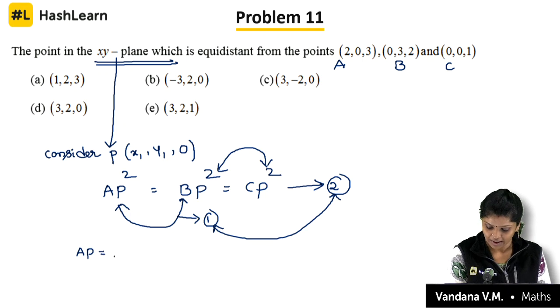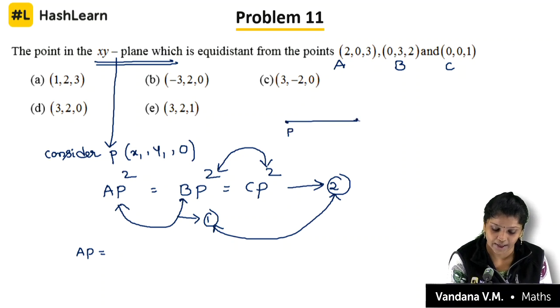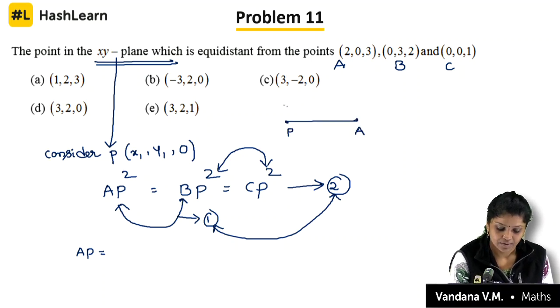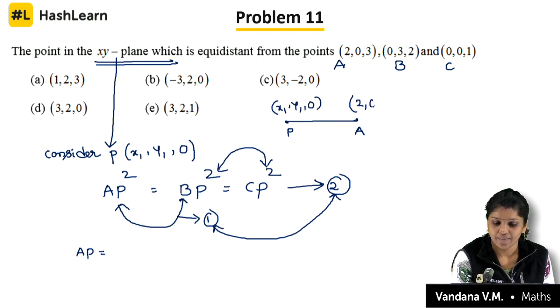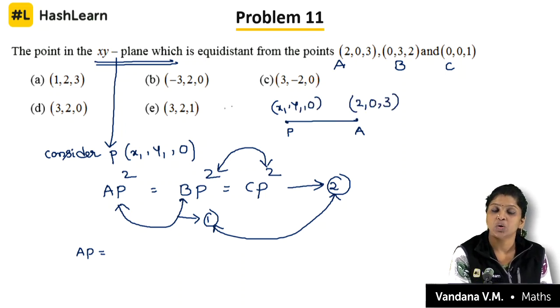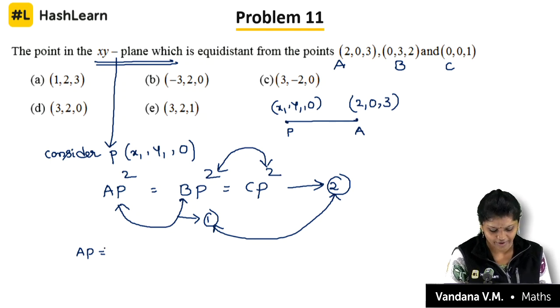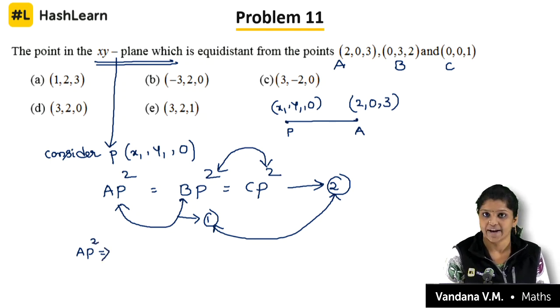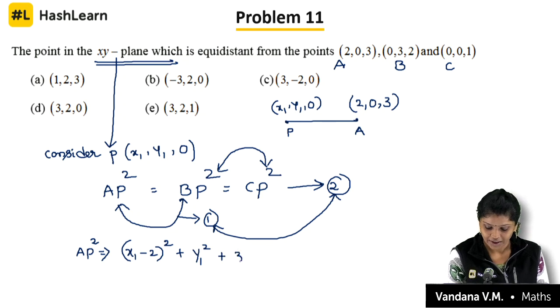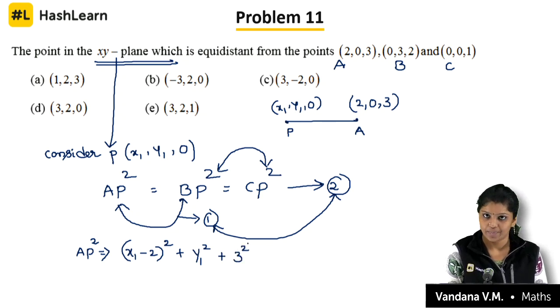AP is nothing but the distance between, see, this is the P point, this is the A point. x1, y1, 0 and 2, 0, 3. Whole square I want, so root will not come. So (x1 minus 2) whole square plus y1 square plus 3 square. This is your AP square.